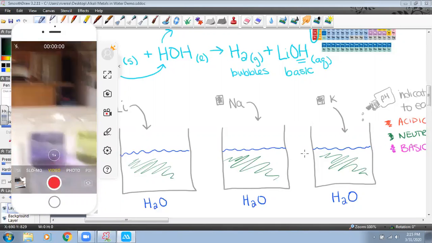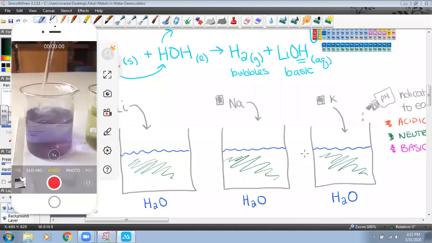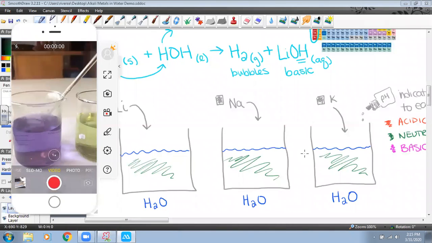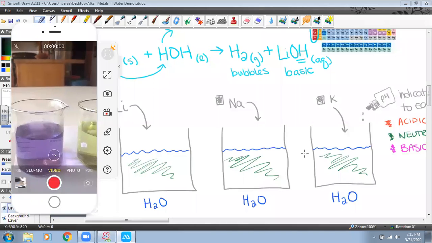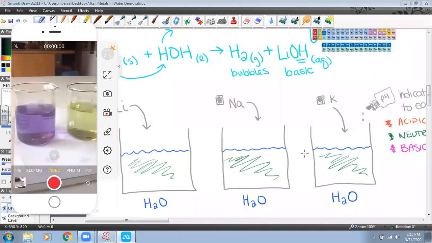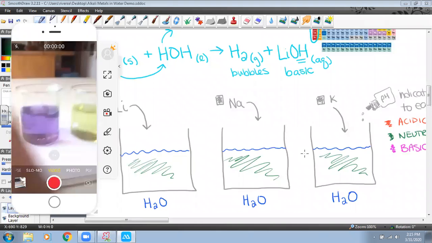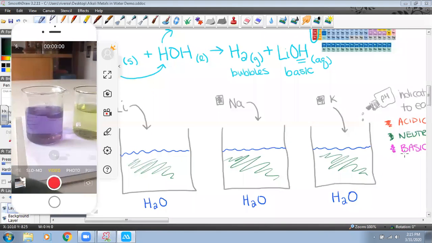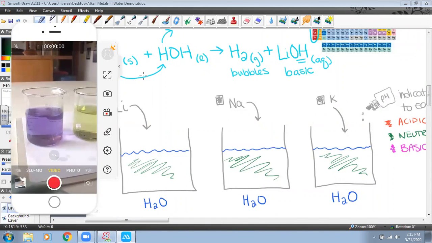Voila. See this color change? What does this change to purple mean? When we saw the indicator turn purple, if you see my screen over here, purple means basic. So the fact that the color changed to purple means that we were producing a base, just like we predicted in that reaction up at the top.